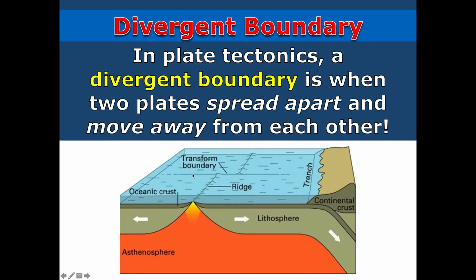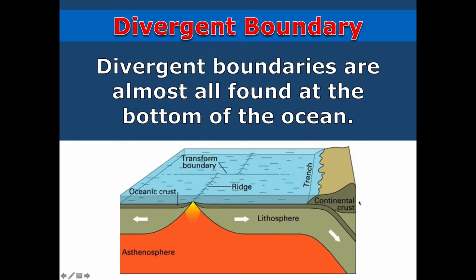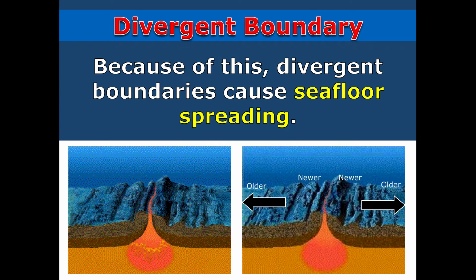And then here's that transform boundary where the plates will slide side by side in another mid-ocean ridge. A great example of this would be the one in the Atlantic Ocean. You see a trench here, but remember that is not synonymous with a divergent boundary. That is a convergent boundary because you can see the convergence happening here. You have the continental plate going this direction and this oceanic plate moving this direction, creating that trench. Again, most of these boundaries are found at the bottom of the ocean.